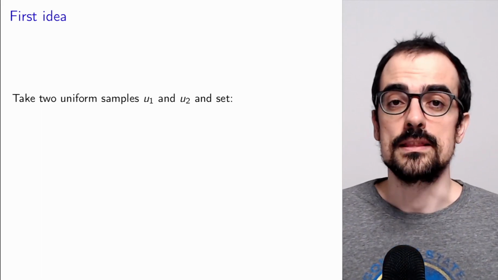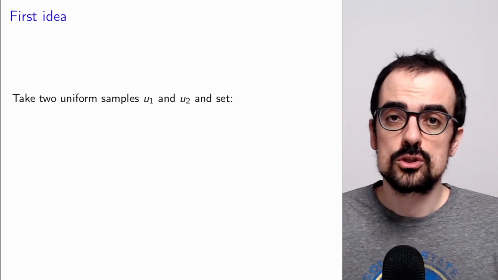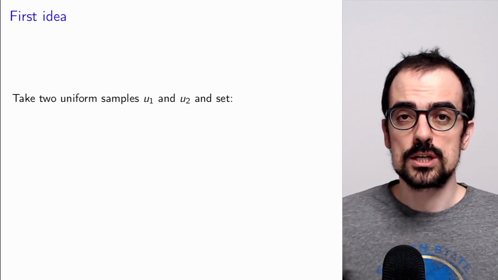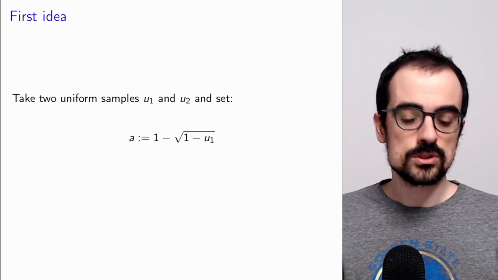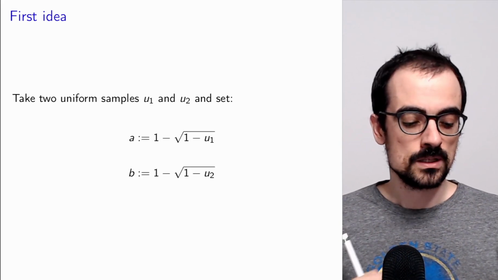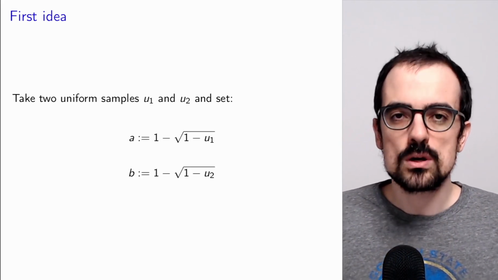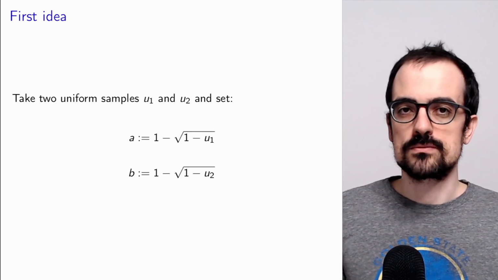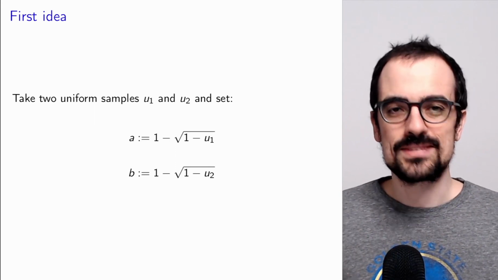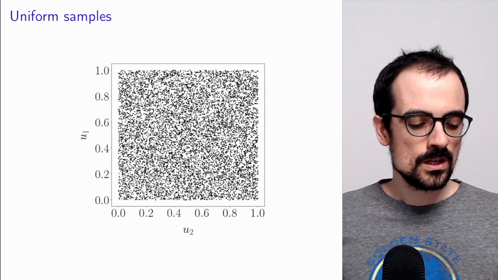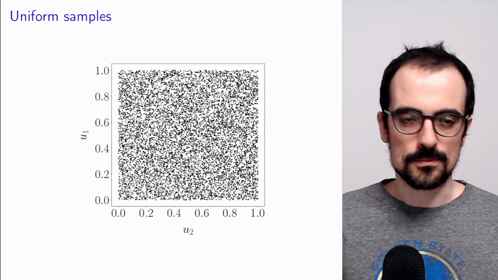So that's our first idea. We're going to take 2 uniform samples. We're going to plug them in through their inverse CDFs to get samples of A and of B. And because we know that inverse transform sampling works, this should give us samples from A and B, which is what we want. In order to test this first idea, we're going to take a lot of uniform samples.